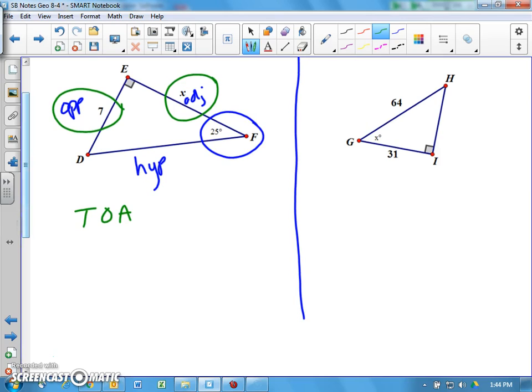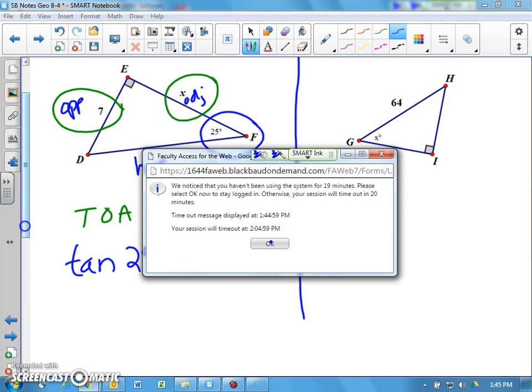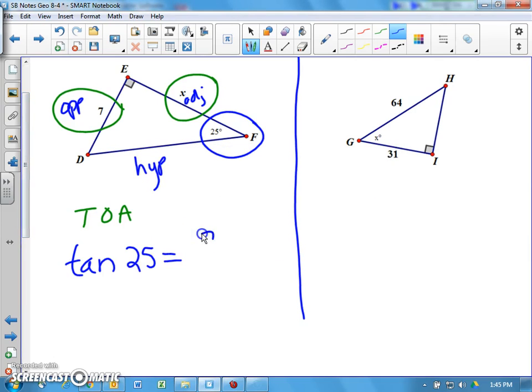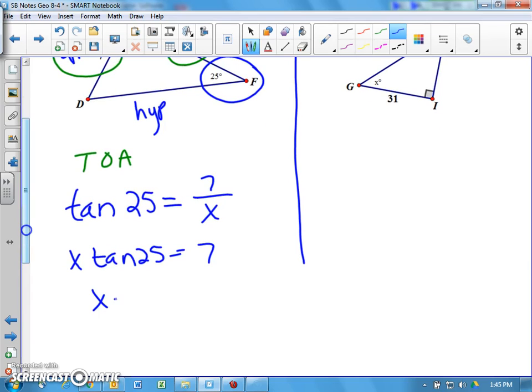So my third step then is to set up my equation. So let's go ahead with that, and we're going to have tangent of my angle. In this case, it's given me a value for my angle. So tangent 25 should be opposite over adjacent. So we're going to put our opposite over our adjacent. And then the last step is to solve. I'm going to multiply my x across. And then I'm going to divide by tangent of 25.